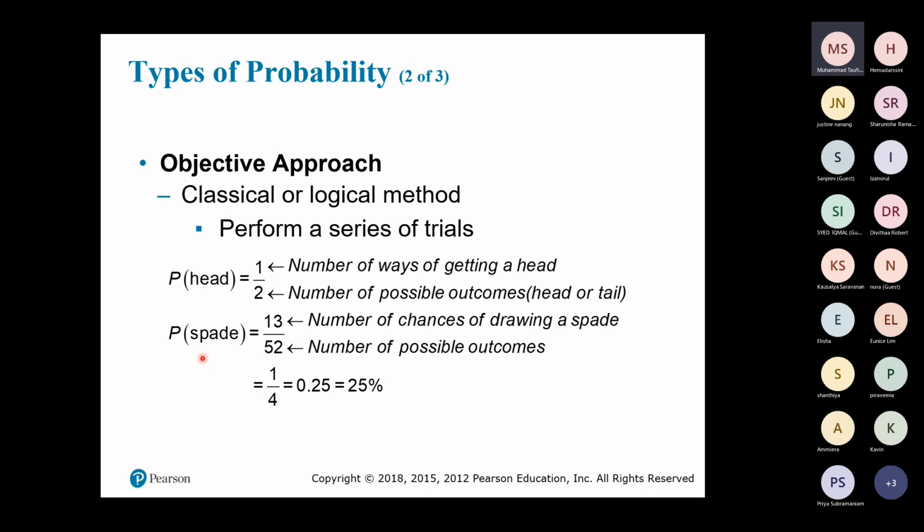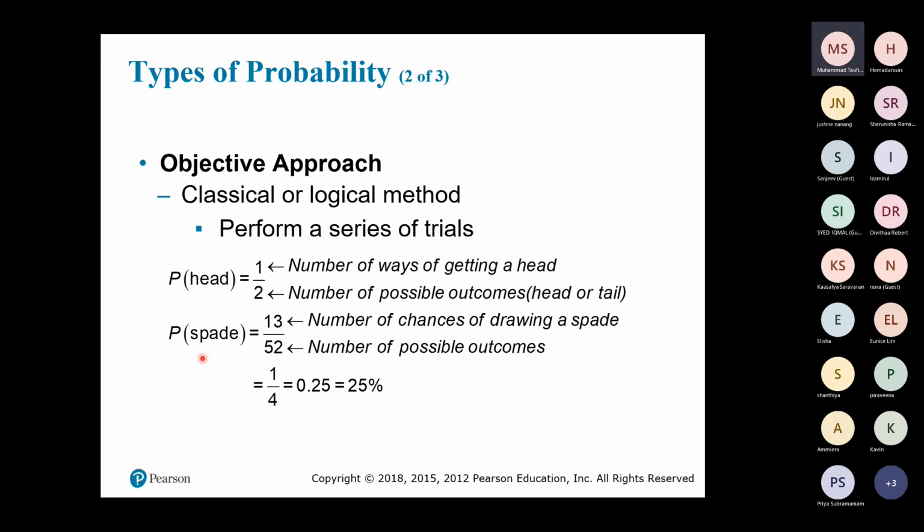Ace of spade, two of spade, three of spade, four of spade, five of spade, six of spade, seven of spade, eight of spade, nine of spade, 10 of spade, J of spade, Q of spade, K of spade. So we have 13 cards of spade. These are the outcomes that you want. Sorry, we have 13 desired outcomes.